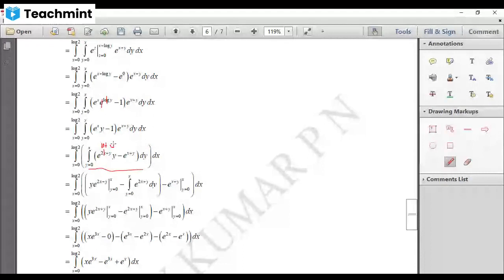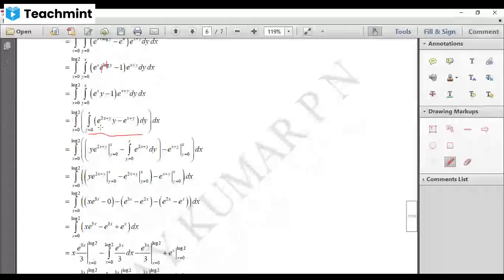Right? We know the integral of e to the power of ax plus b is e to the power of ax plus b divided by the coefficient of x, that is a. But here, instead of x, you have to choose y because you are integrating with respect to y. So what is the integral of e to the power of 2x plus y? Here x is constant, and you have to apply the product rule because you are integrating with respect to y. Therefore, you have to apply integration by parts.